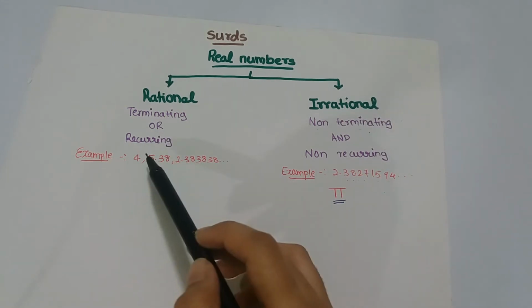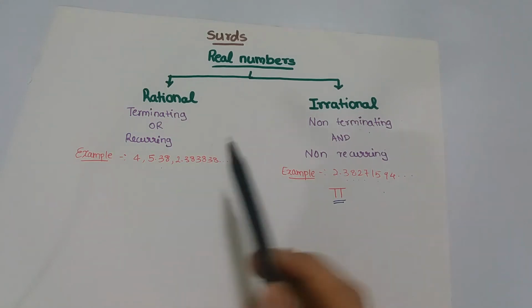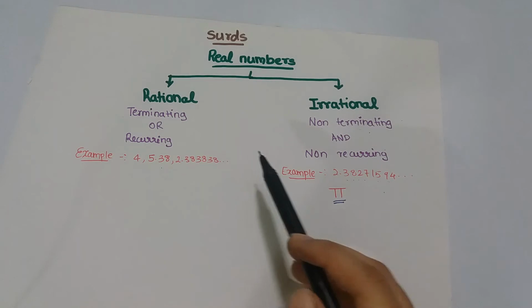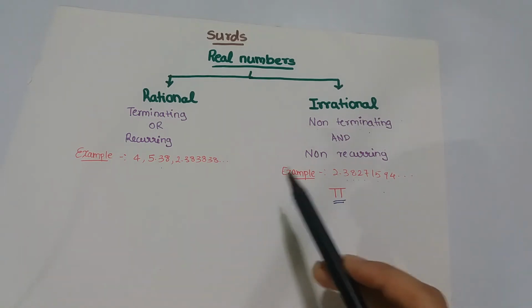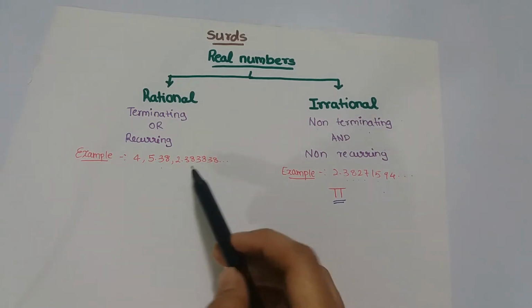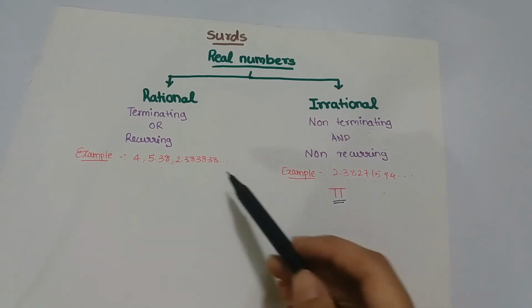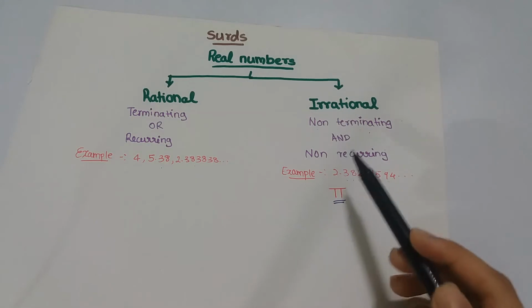Then there are recurring numbers. Recurring means that the digits in the number are repeating themselves, and how they are repeating is fixed. So 2.38, 38, 38 or maybe 5.77777 and so on. They do not stop but they continue on.